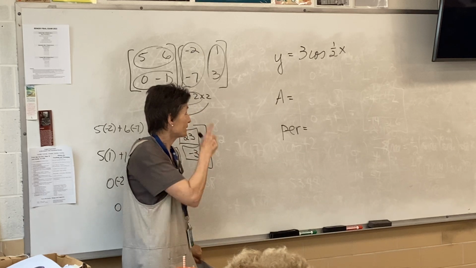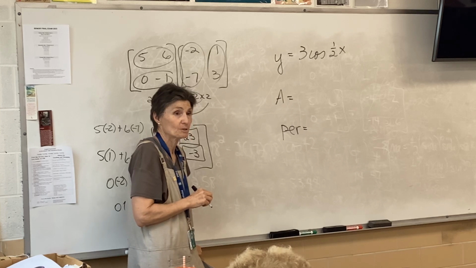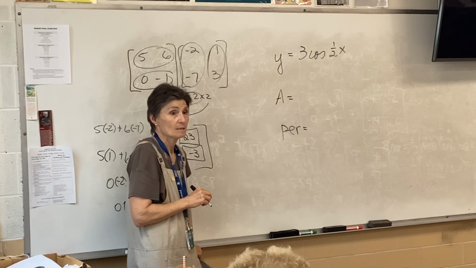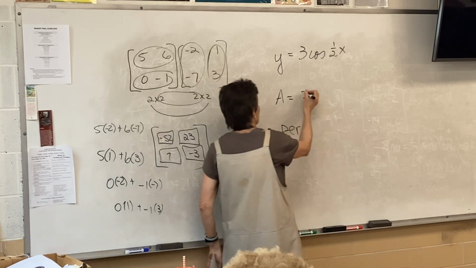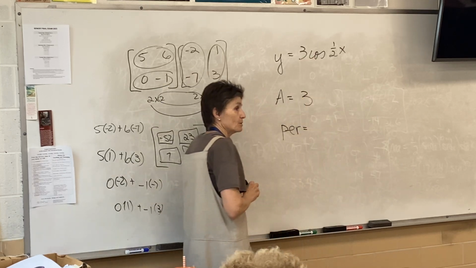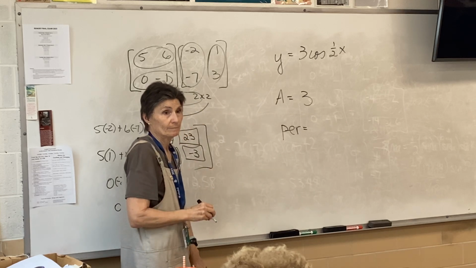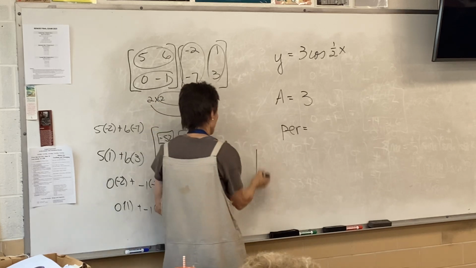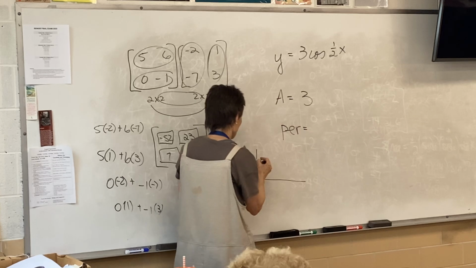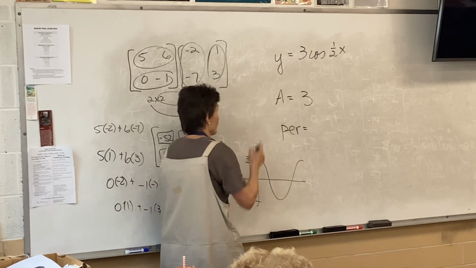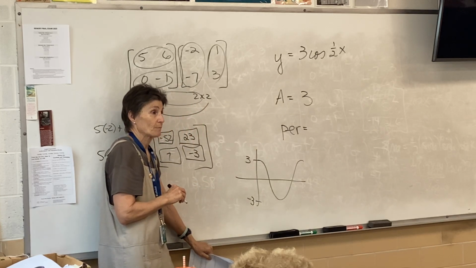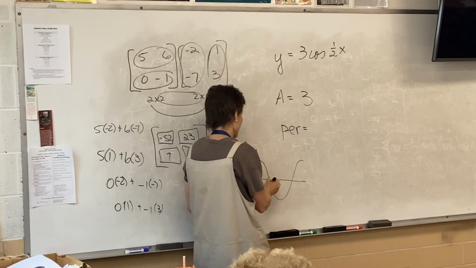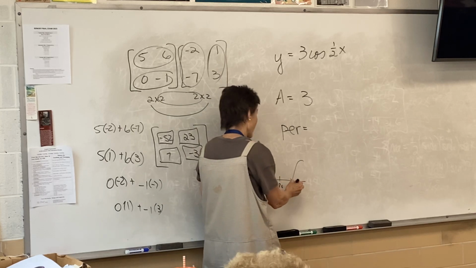Amplitude. Look at that equation. You can tell me what the amplitude is. The amplitude is 3. Guys, this number right here is an amplitude. You have to remember that. This is a cosine curve. It goes up and down 3. That's what that first number out there means. That's your amplitude.